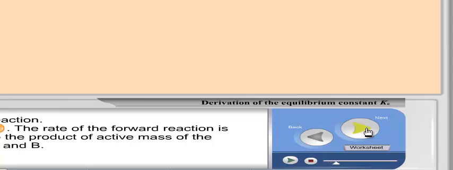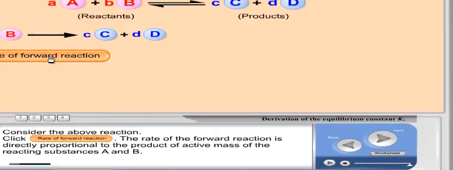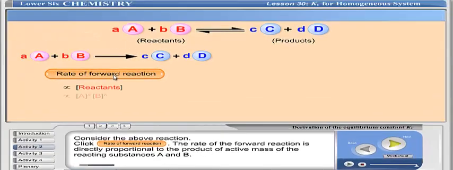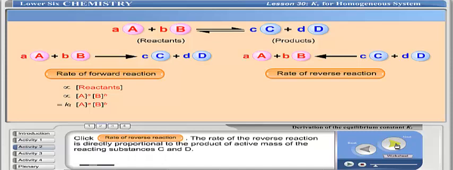Consider the above reaction. Click the Rate of Forward Reaction button. The rate of the forward reaction is directly proportional to the product of active mass of the reacting substances A and B. Click the Rate of Reverse Reaction button. The rate of the reverse reaction is directly proportional to the product of active mass of the reacting substances C and D.